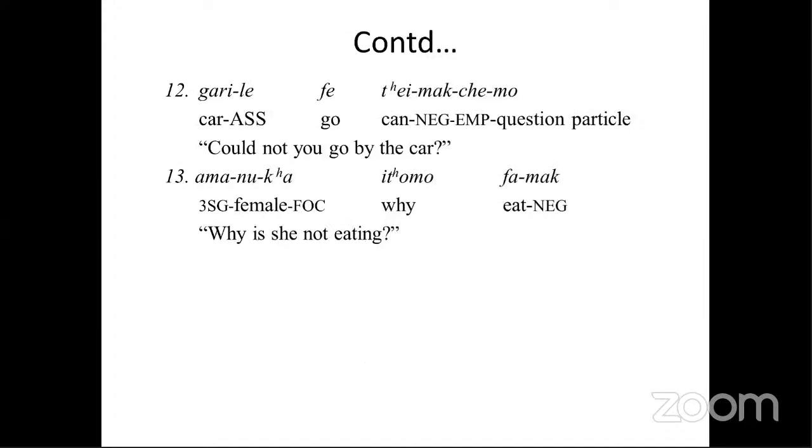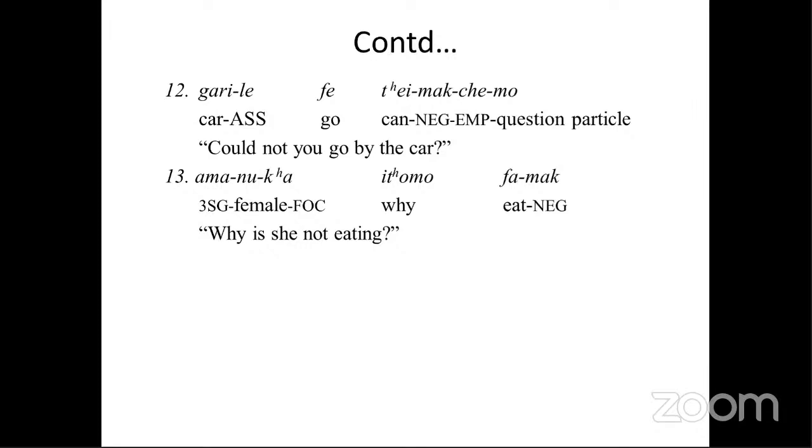Gari lives say mak che mo. Here gari is car, lay is associative marker, say is go, mak is negative marker here, che is emphatic, mo is question particle. If not, you go by the car. But in the next example, example 13, amanu ka itomo fa mak. Ama is third person singular, nu is female, ka is focus, itomo is why, fa is eat, mak is negation. So why is she not eating?